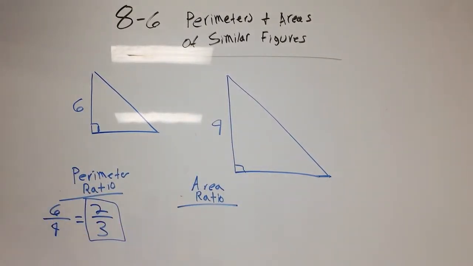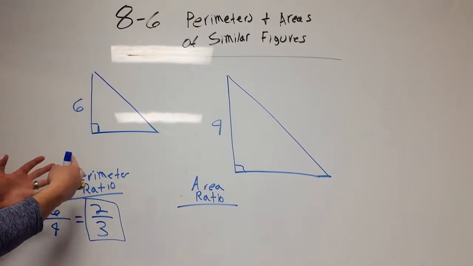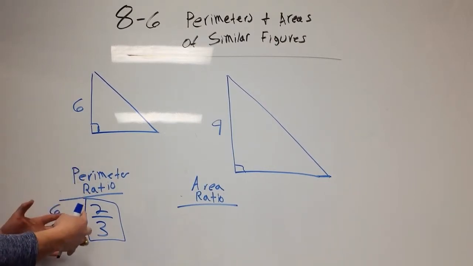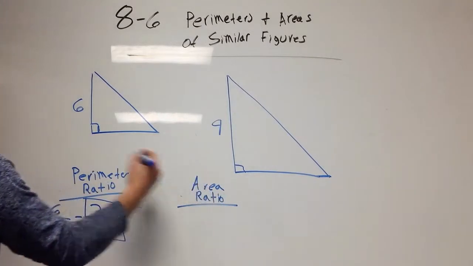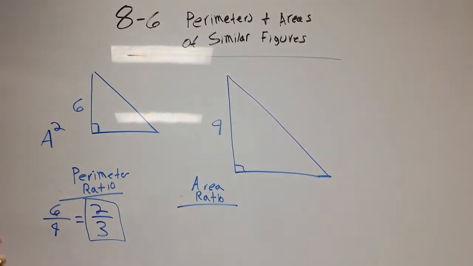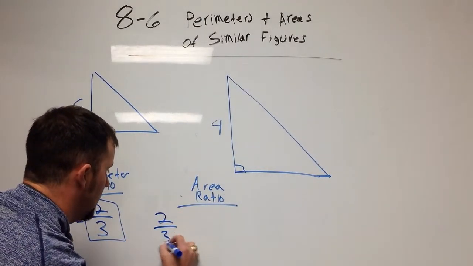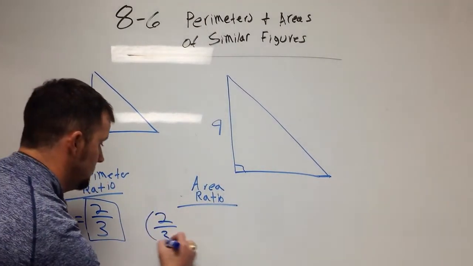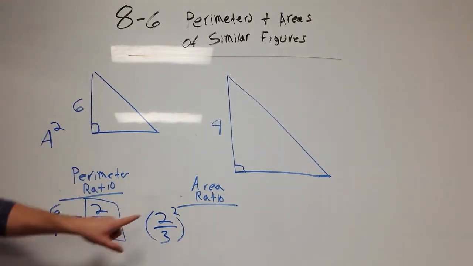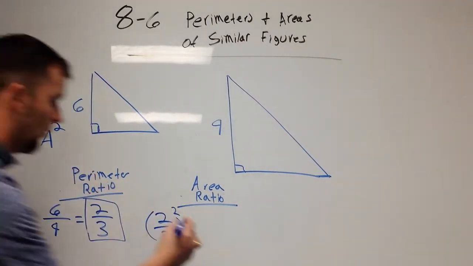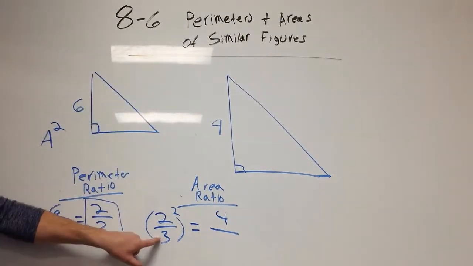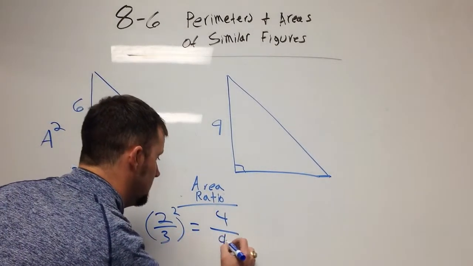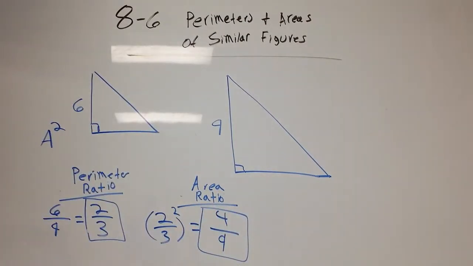Alright? So now earlier we learned that the ratio or the scale factor going from the perimeter to the area, remember, area is always represented as square units. That's how I always remember this. So all I literally have to do is take the perimeter ratio and square it. So I'm going to take the perimeter ratio of 2 over 3, and I'm going to square this. So 2 squared is 4, and then 3 squared is 9. So the area ratio is going to be 4 over 9.